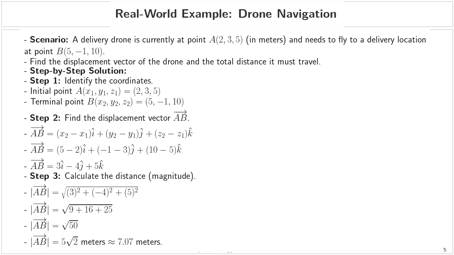We can simplify the square root of 50 to 5 root 2, which is approximately 7.07 meters. So, the drone's displacement is 3i minus 4j plus 5k, and the total distance traveled is approximately 7.07 meters. In the next slide, we will wrap up this tutorial by reviewing the key takeaways you should remember.